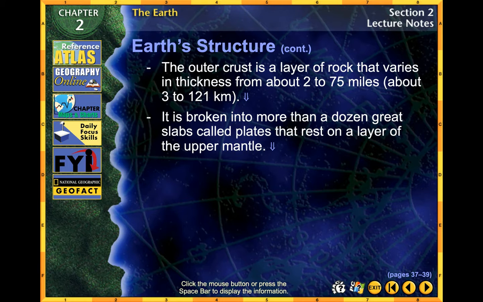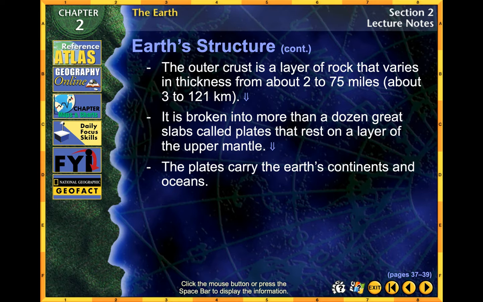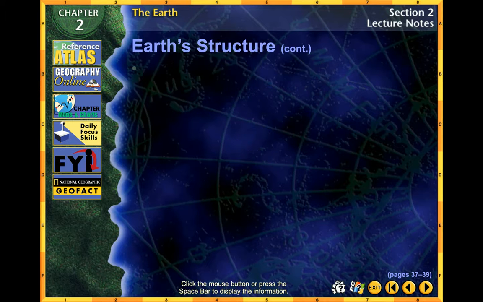These are different pieces that are constantly pushing and pulling on each other, and they rest on a layer of the upper mantle. And these plates are what actually hold our continents and oceans together, and it's also what causes fault lines, volcanoes, earthquakes, all these different things that help shape the Earth.